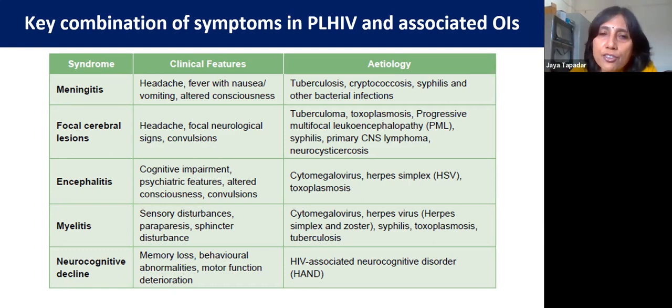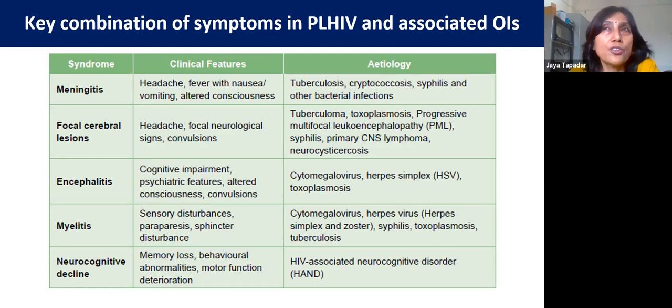So what are the infectious causes which can cause myelitis? That is cytomegalovirus, herpes virus, both zoster and simplex, tuberculosis, syphilis, and less commonly toxoplasmosis. But for us, tuberculosis remains the commonest, though it's written a little bit lower down, but it is one of the commonest causes of myelitis in our sector.